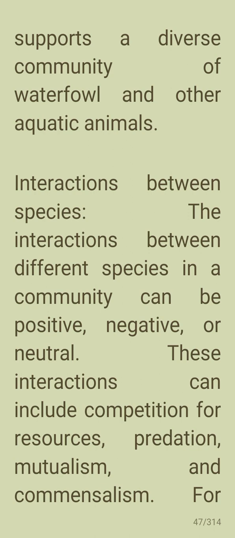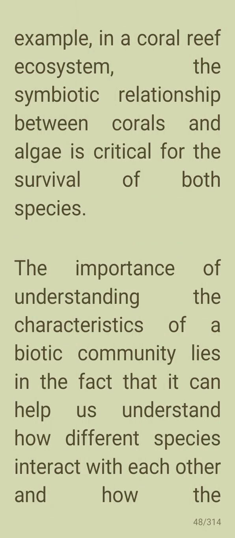Interactions between species. The interaction between different species in a community can be positive, negative, or neutral. These interactions can include competition for resources, predation, mutualism, and commensalism. For example, in a coral reef ecosystem, the symbiotic relationship between corals and algae is critical for survival of both species.